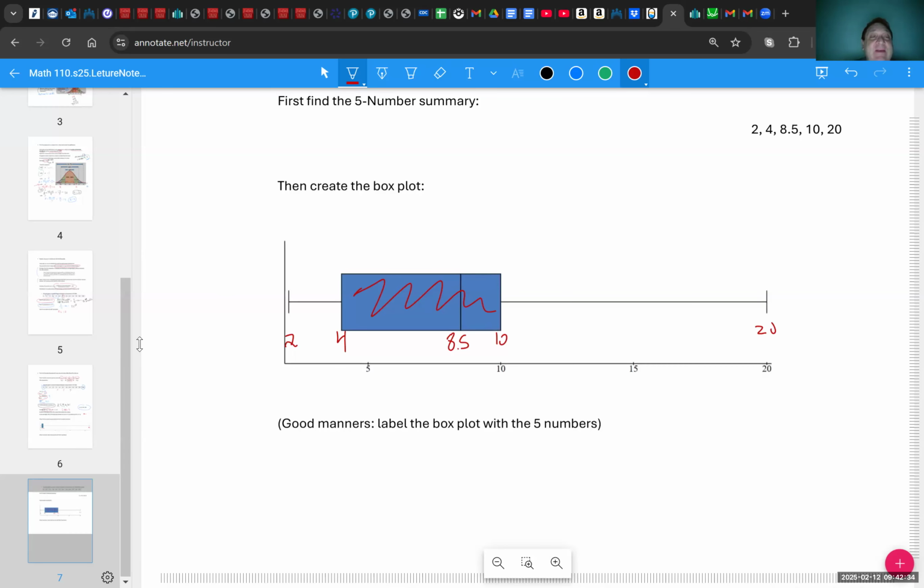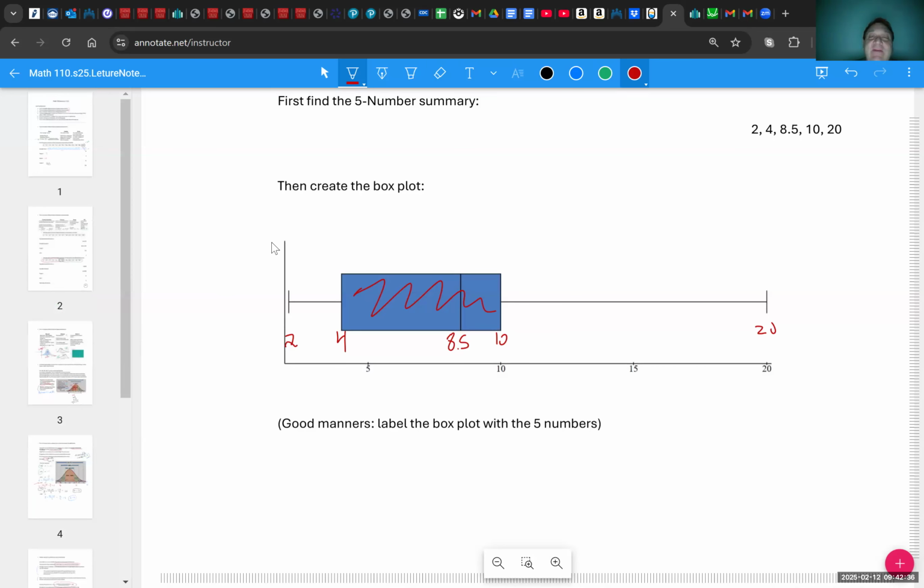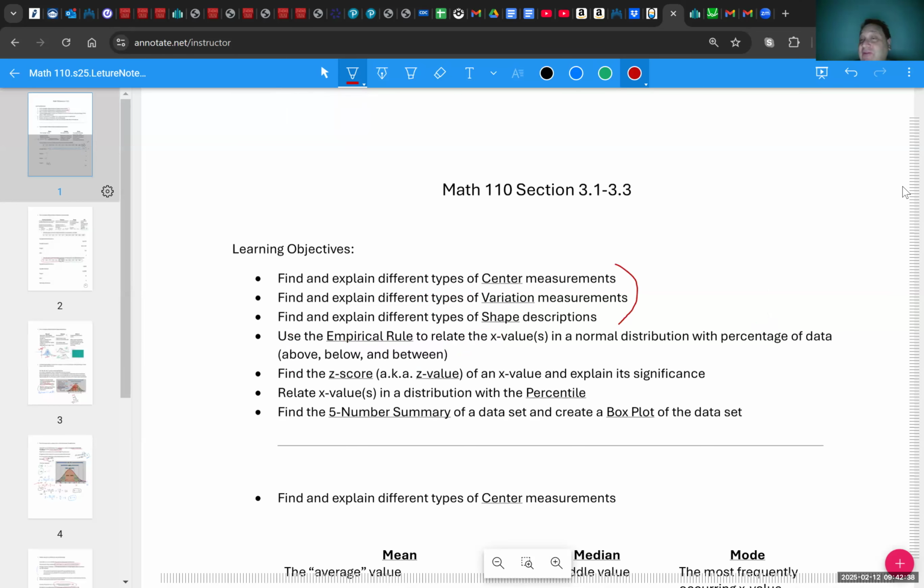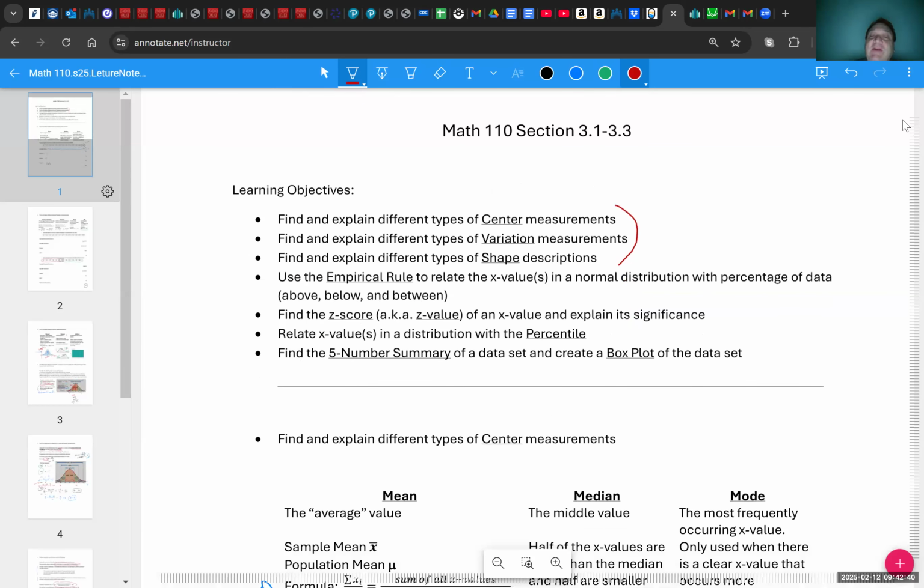All right, well, that is all of the major learning objectives for chapter 3. Just to reiterate, we wanted to find and explain the different types of center measurements, variation measurements, and shape descriptions. Those are the 3 main things we talk about when we talk about a distribution of data. We use the empirical rule, the 68, 95, 99.7% rule, to relate X values in a normal distribution with the percentage of data either above, below, or between those X values.